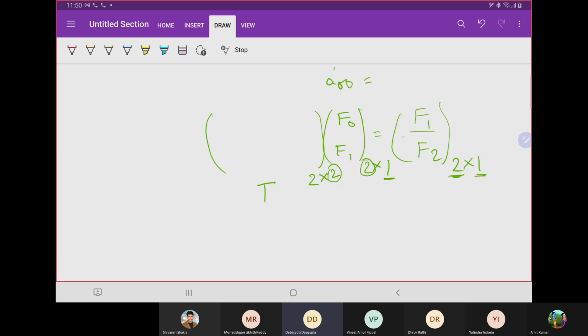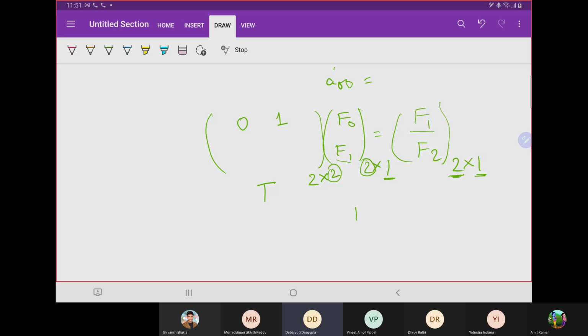Now, if I am transforming f0, f1 into f1, f2, what will we do first? Since the first term is f1 and f1 is available here, first I will capture the f1 term. So for capturing the f1 term, I need to put 0, 1. See if this is clear, because if I put 0, 1, I will get 0, 1 into f0, f1. So 0 into f0 will eliminate f0 and 1 into f1 will capture f1. So we will get f1.